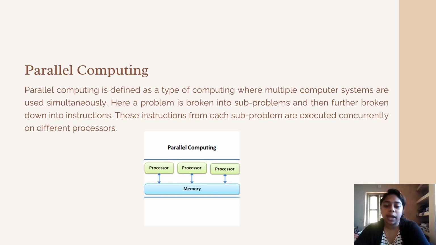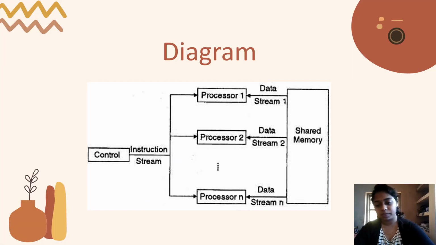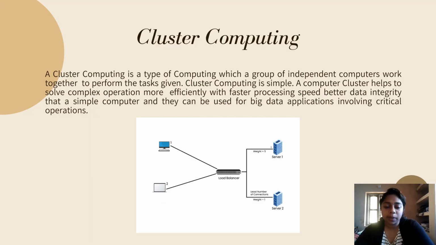Parallel computing is defined as the type of computing where multiple computer systems are used simultaneously. Here, a problem is broken into sub-problems and then further broken down into instructions. These instructions of each sub-problem are executed concurrently on different processors. This is the pictorial representation of parallel computing, and this is the diagram.